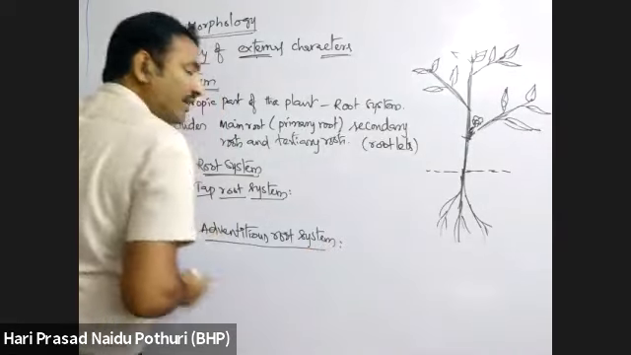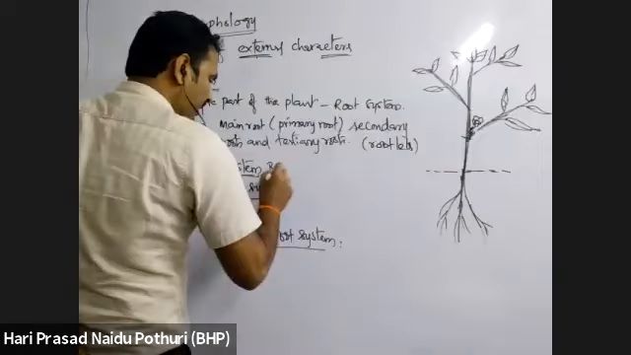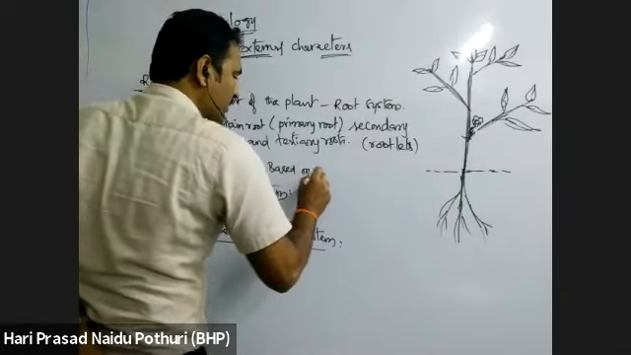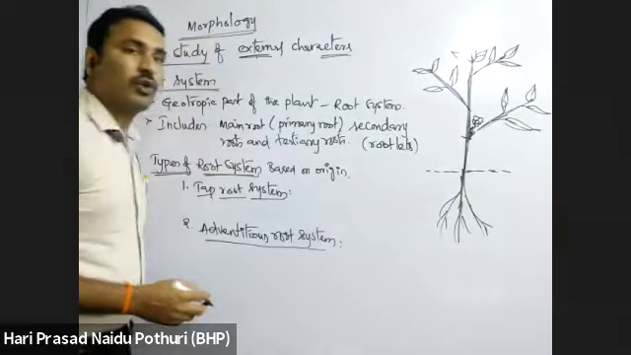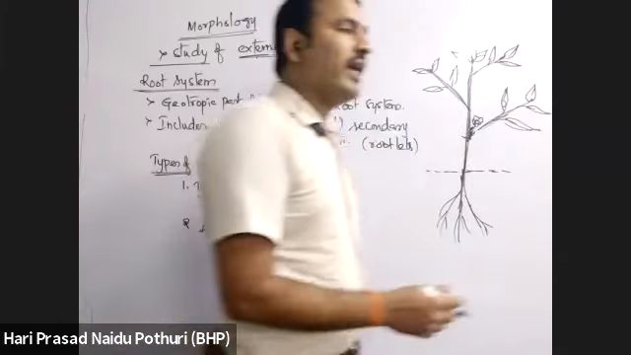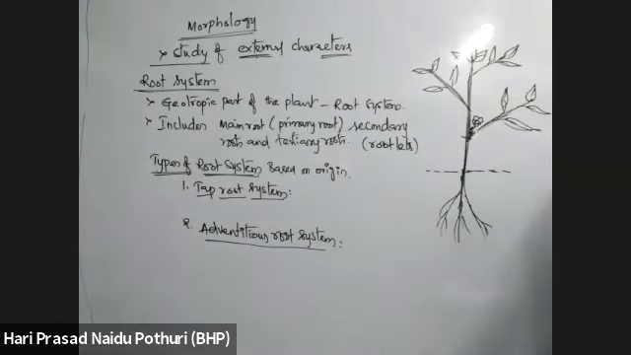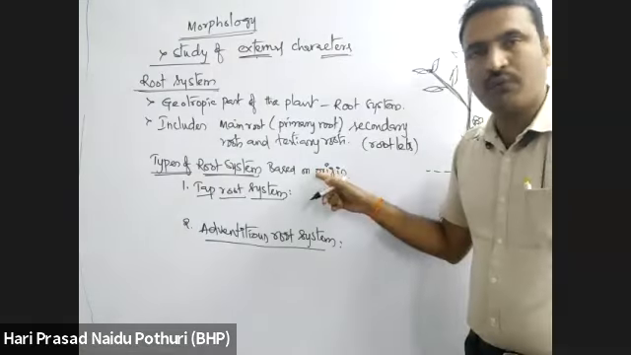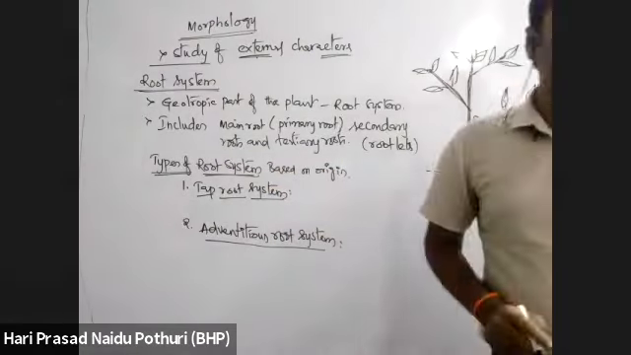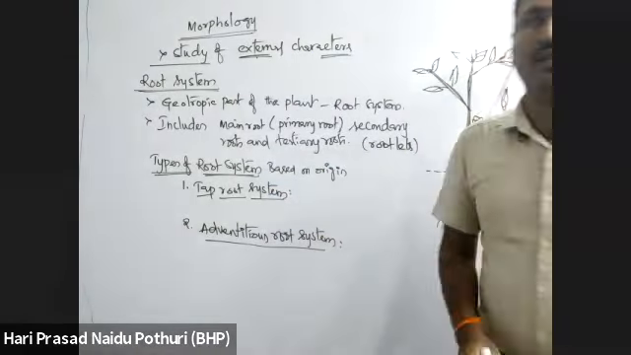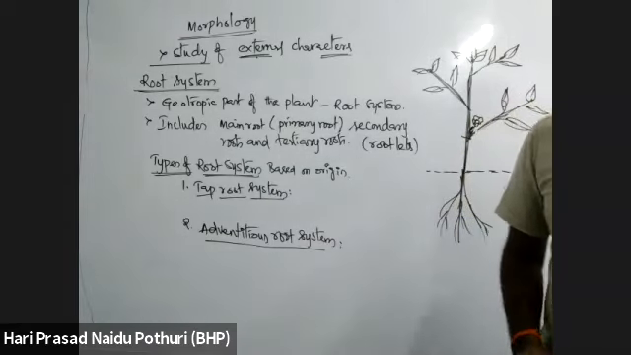Here, based on which are they divided into two types? Based on origin. Origin means based on the development or growth, from where that root system is developing. Based on the point or the part from which a root develops, this is majorly divided into two types. One is the tap root system, the second one is the adventitious root system.